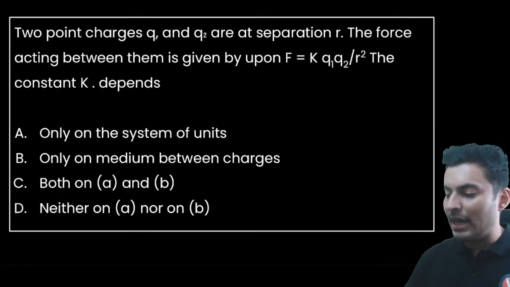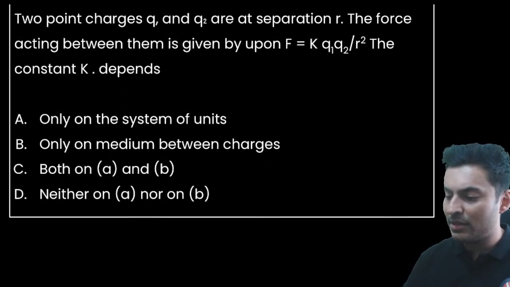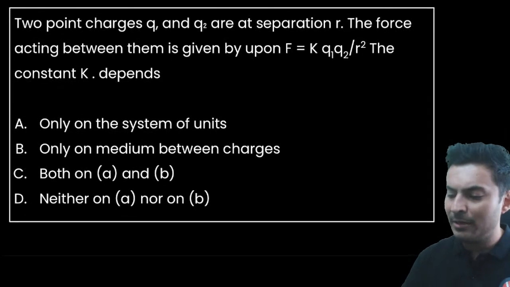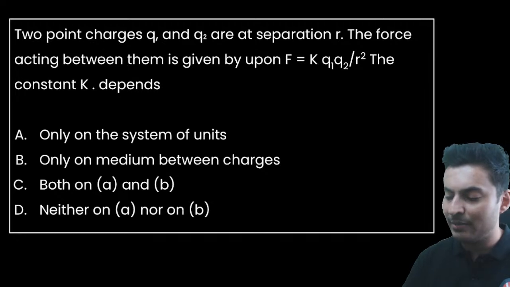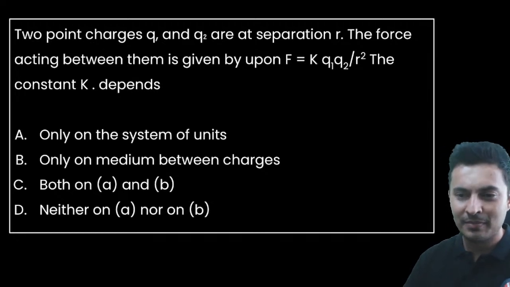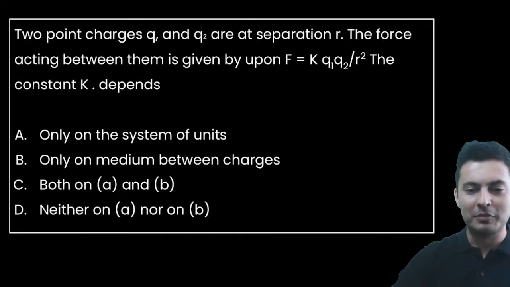Two point charges at separation r, the force acting between them is given by k q1 q2 by r square. This constant k depends on the system of units only, the medium between the charges only, both a and b, or neither a nor b. What do you think of this? Come on, my dear warriors.